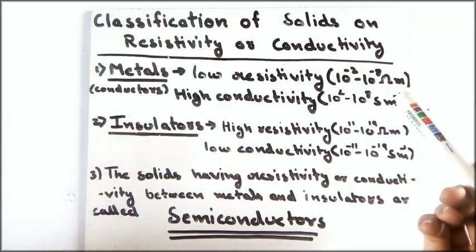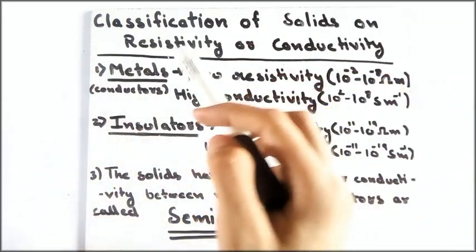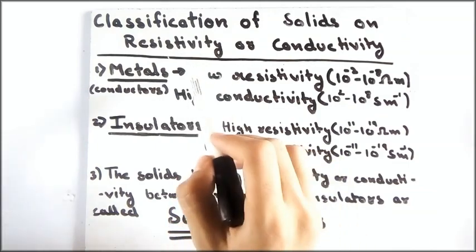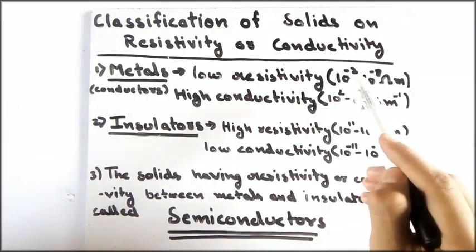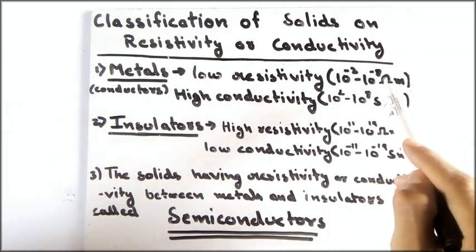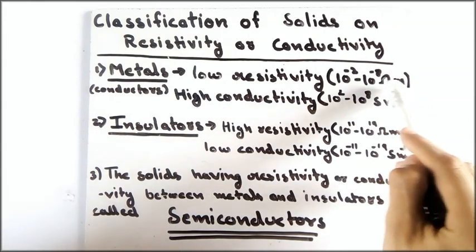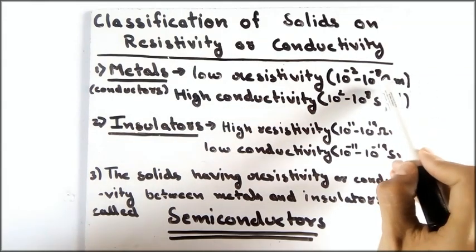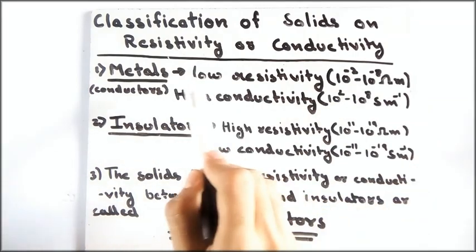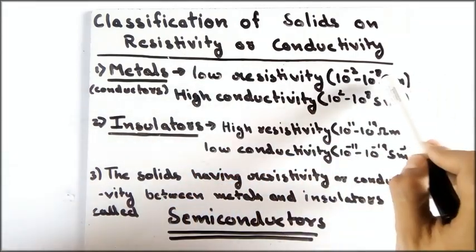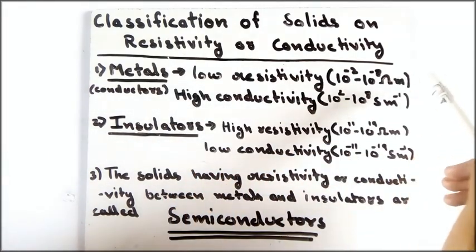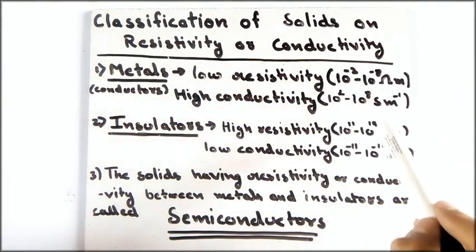They conduct electricity, so in case of resistivity or conductivity, they have low resistivity, which is 10 raised to the power minus 2 to 10 raised to the power minus 8 ohm meter. Now this is very important to look at that the unit of resistivity is ohm meter. Now remember this could be in multiple choice questions.